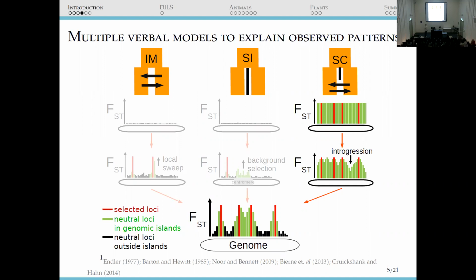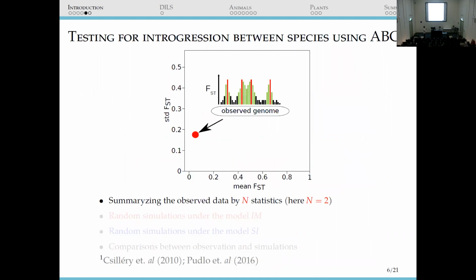So this is why we need a statistical framework in order to quantitatively compare alternative models of speciation. So we take this genome. In practice, we take this genome.